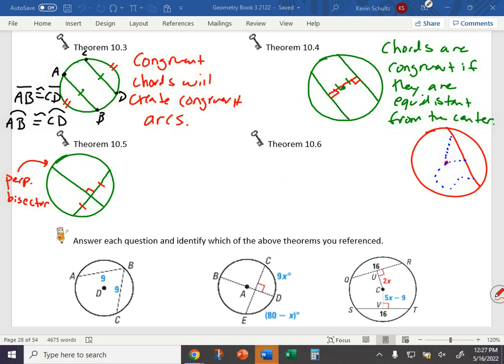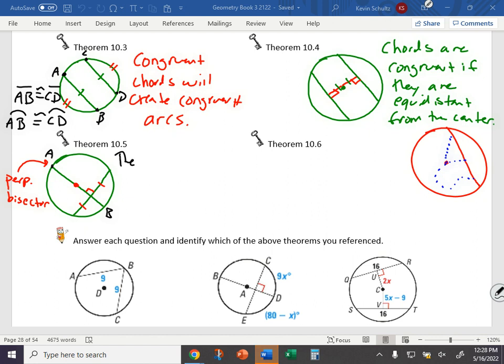What do you suppose is true about that long chord, the one that does the perpendicular bisecting of that shorter chord? It goes straight to the center, thus making it the diameter, exactly. If you have a chord that perpendicularly bisects another one, then that long chord, the first chord, we'll label it AB, AB is the diameter.